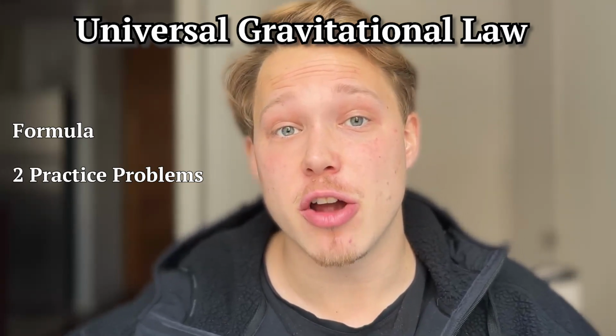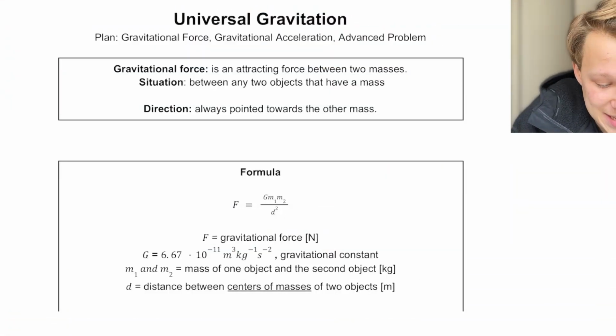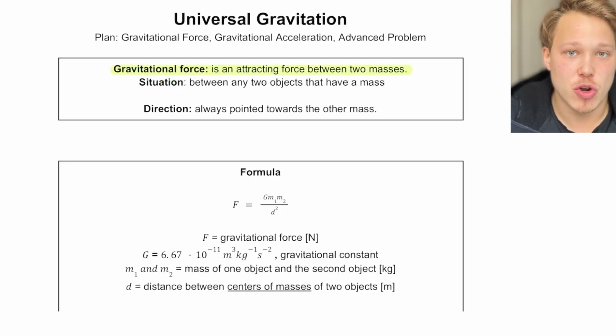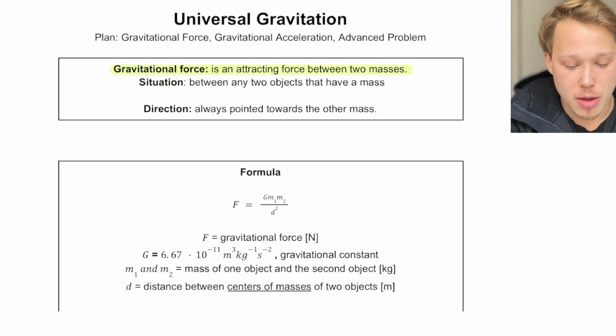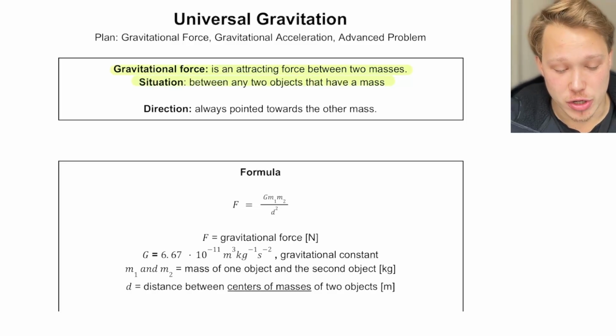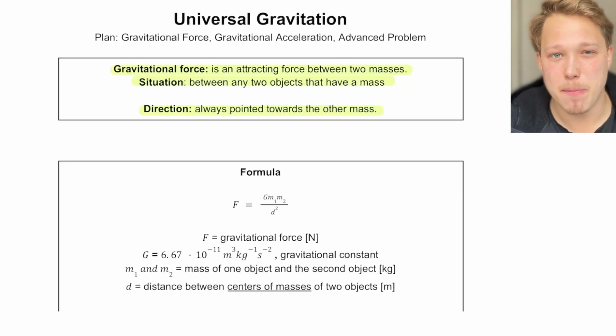So let's firstly start by examining what is the formula and what is the gravitational force. Gravitational force is an attracting force between any two masses. The situation where it applies is, of course, where you have two objects that have a mass, right? The direction of this force is always pointed towards the other mass. And in just a minute, once I draw the sketch, it will make sense what I mean here when I say the direction.